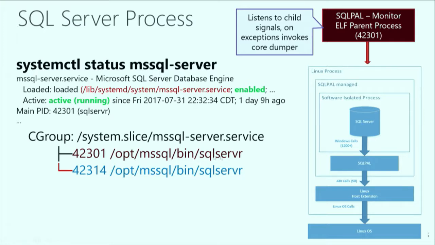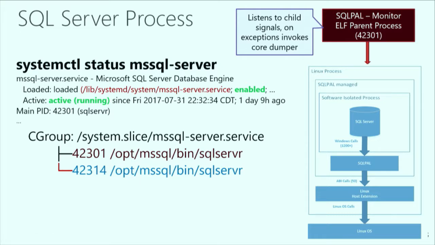So what that looks like is this section, which is the SQL PAL and SQL Server, is effectively this blue one. And then you have the HE, and the monitor process is effectively just a monitor which monitors that. So there are two processes.